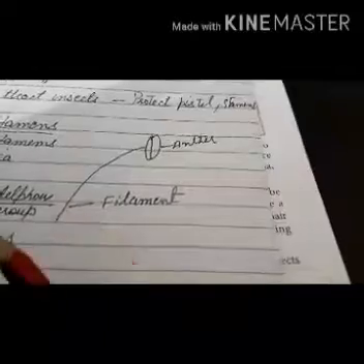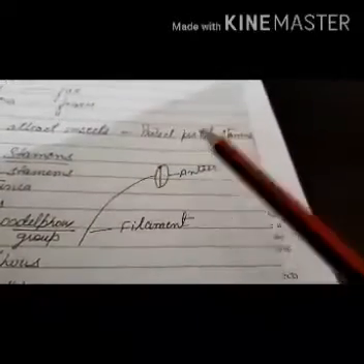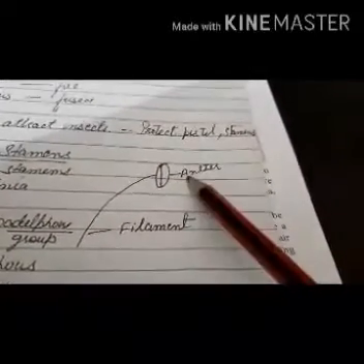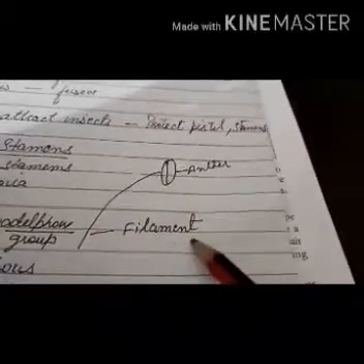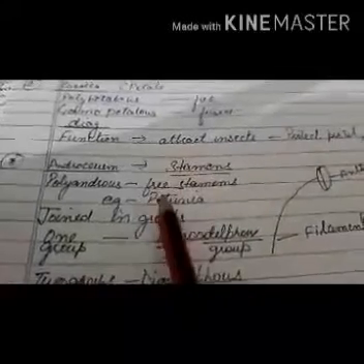Stamens mainly consist of two parts, the anther and the filament. You can see here in the diagram the structure of a stamen. The upper part is called the anther, and this stalk-like structure is called the filament. So androecium is a collective name for stamens.